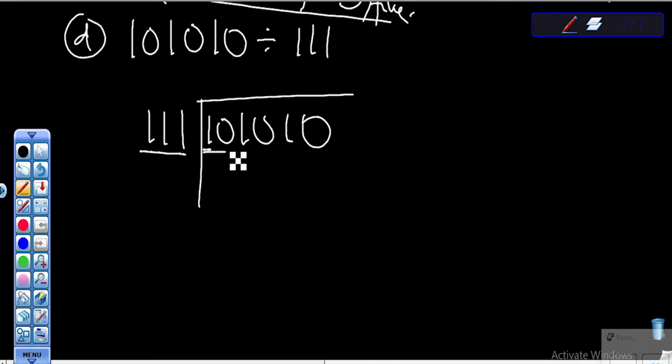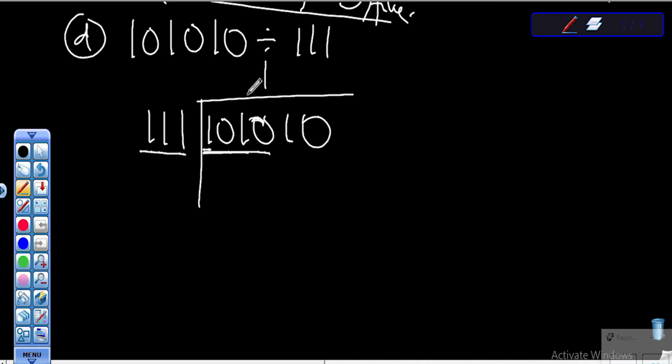1 1 1 is bigger than 1 0. I can't start it from there also. 1 1 1 is still bigger than 101, which means I still cannot start my division from 101. Then that means I can start my division from what? 1 0 1 0, because 1 0 1 0 is bigger than 1 1 1. Then how many 1 1 1 will I see in 1 0 1 0? And that is going to be 1.